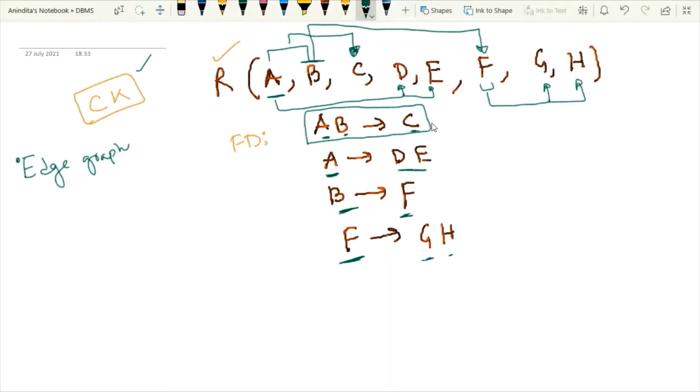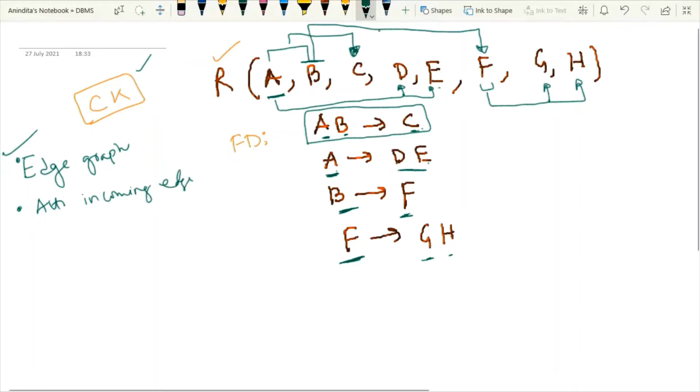Why? See, AB to C is reachable. So here C is pointed by an arrow. A to DE is reachable. So this is edge graph. Now this is how you can draw the edge graph. So this is the first step done. After this first step, do one thing. Find out which attributes have an incoming edge.